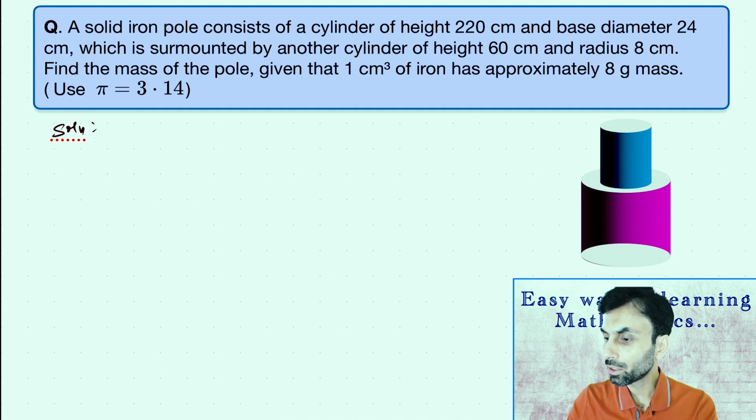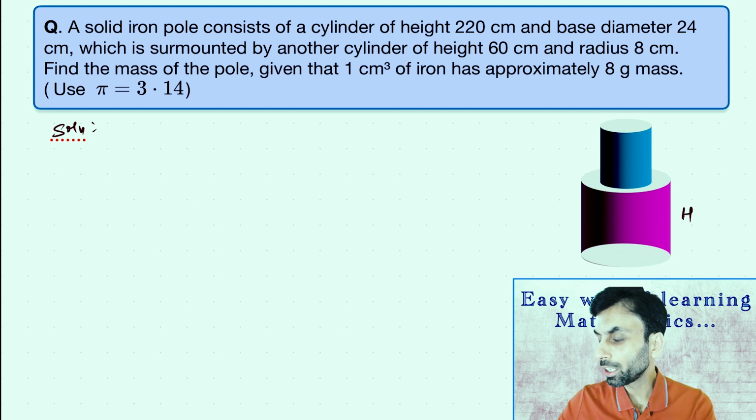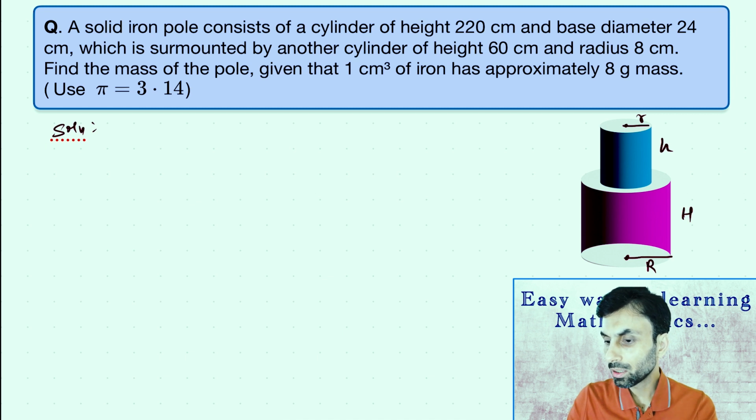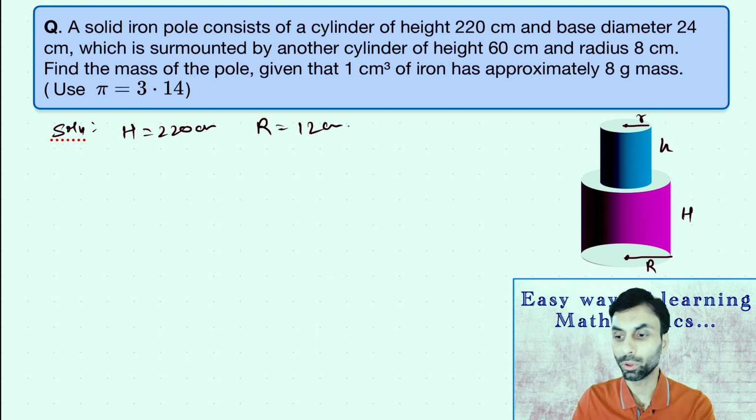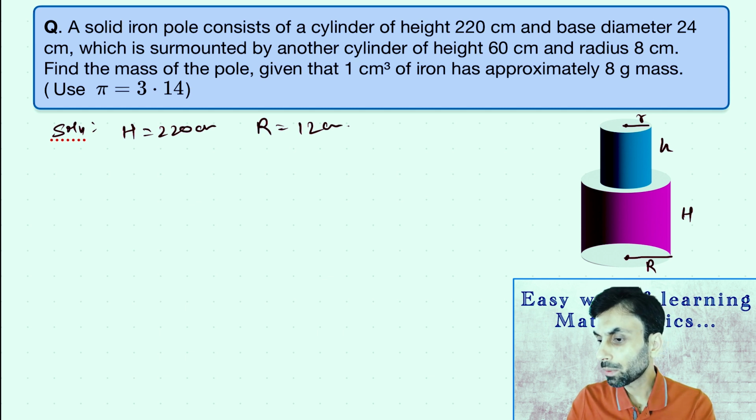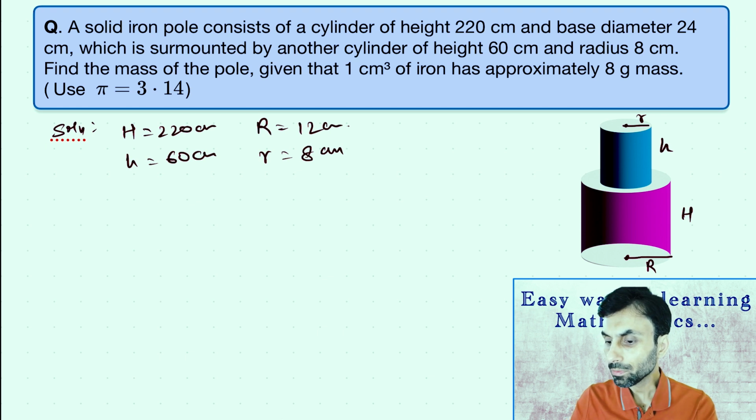So in this case, the height of the lower cylinder, let it be h, and the upper cylinder be small h. The radius of the lower cylinder be capital R and the upper cylinder be small r. So here the value of h is given 220 centimeter and the radius of it will be 12 as diameter is 24. For the surmounted cylinder, we have height as 60 centimeter and radius is 8 centimeter.